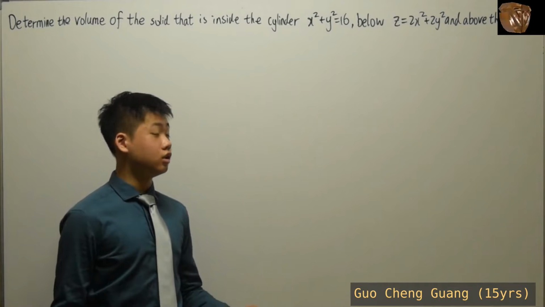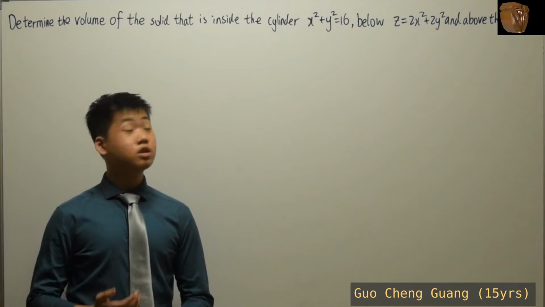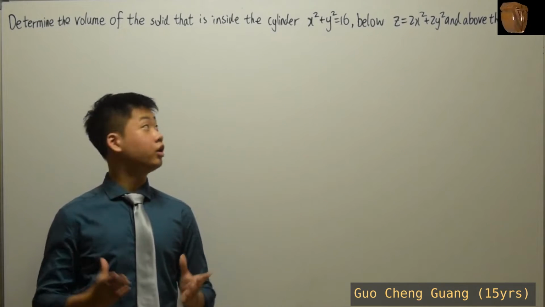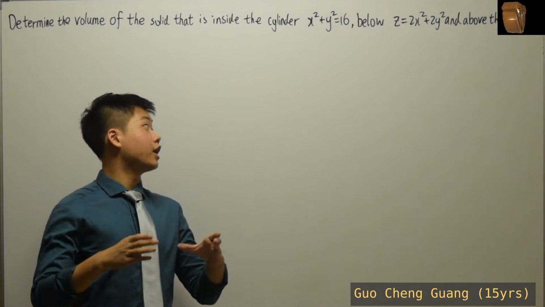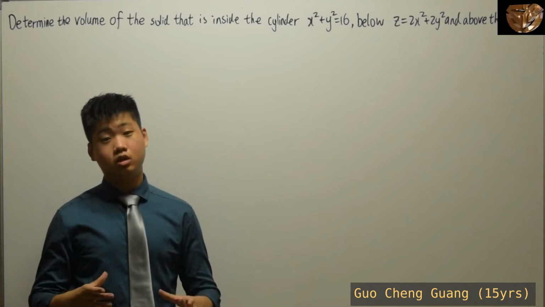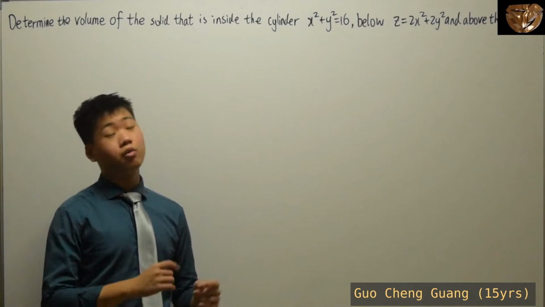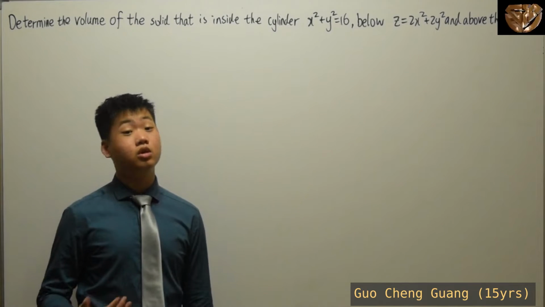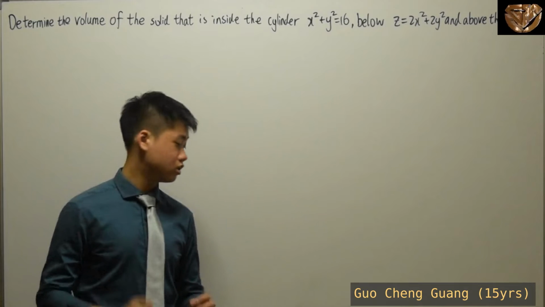Now if you try to imagine it, you have an xy plane and you have z is equal to 2x squared plus 2y squared, which is the paraboloid, and then you have the boundary of x squared plus y squared is equal to 16, which is an infinitely tall cylinder with a radius of 4. Right, so that will be what your boundary looks like. It will be within these three surfaces.